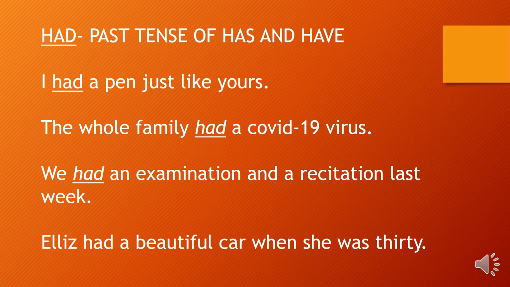Okay? Number two, the whole family had a COVID-19 virus. Now, this whole family no longer has the COVID-19 virus. So it was before. And then the third one, we had an examination and a recitation last week. As you can see, there are words last week here, meaning to say the action has been made already. And then Elise had a beautiful car when she was 30. So it was before, but now she doesn't have it because she is already 35 years old.